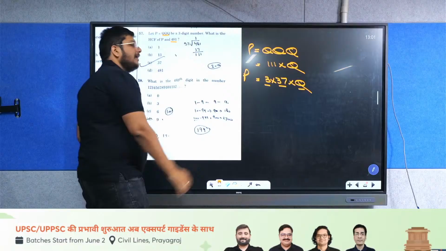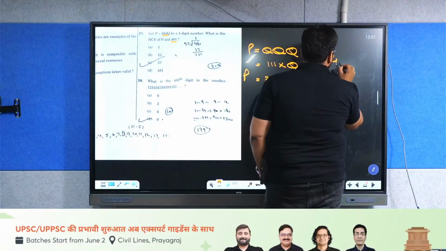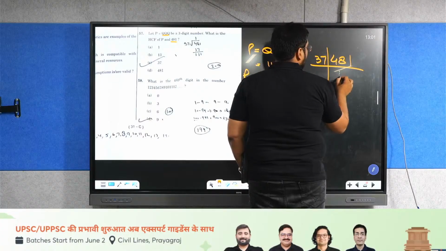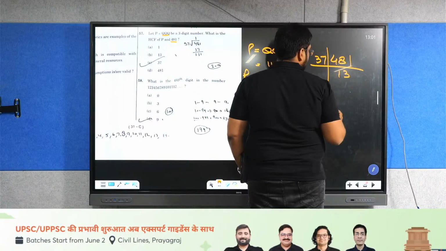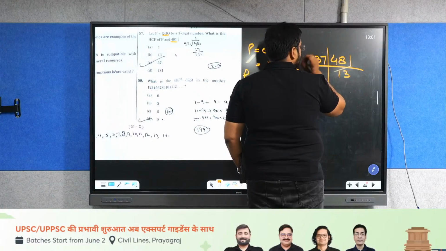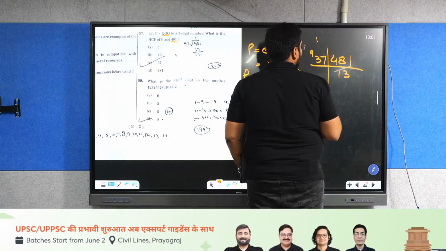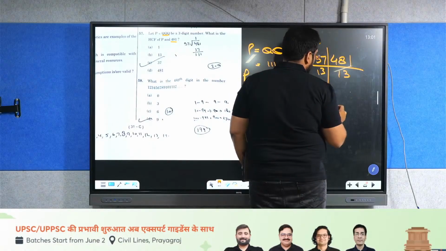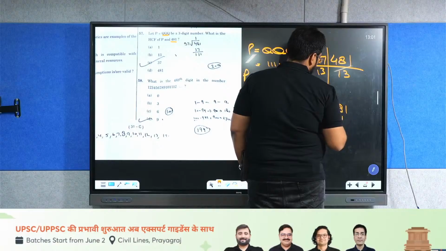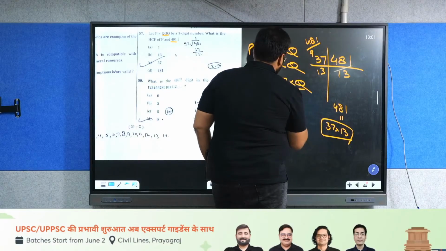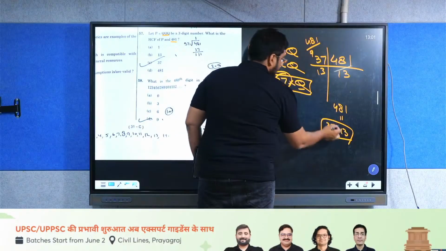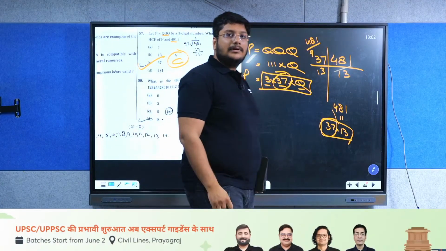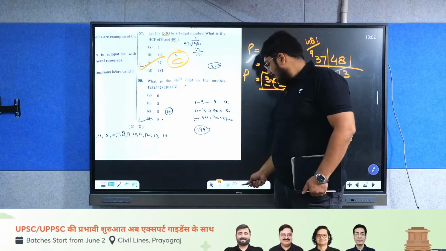Now 481 factors we have to find. If you will see, it is divisible by 37 into 13. 13 sevens are 91, 13 threes are 39 plus 9, 48. Getting it? That means 481 is equal to 37 into 13. 3 into 37 into Q, HCF is 37. Option C. Clear? Let's move ahead.